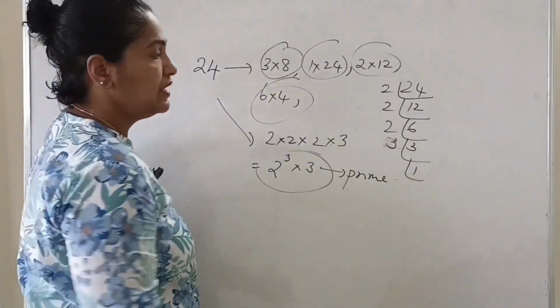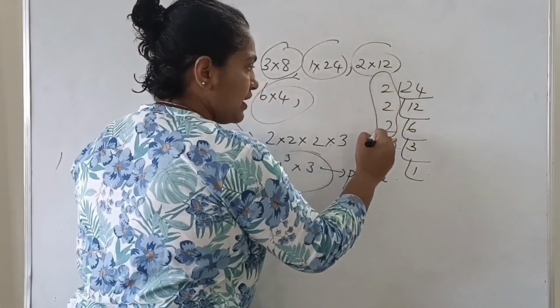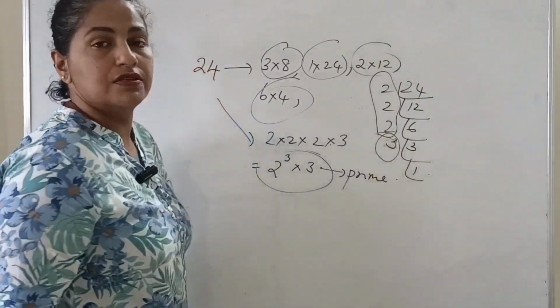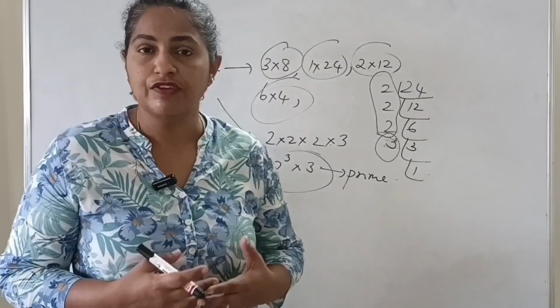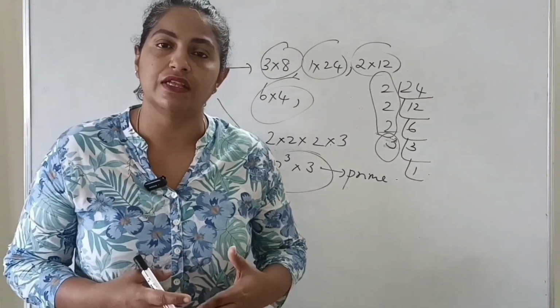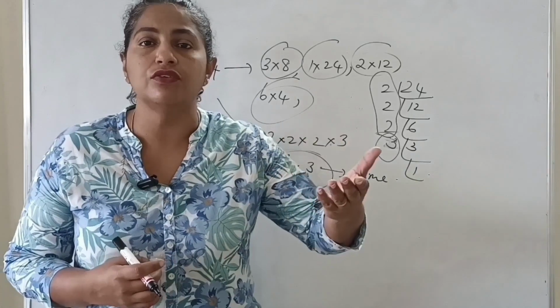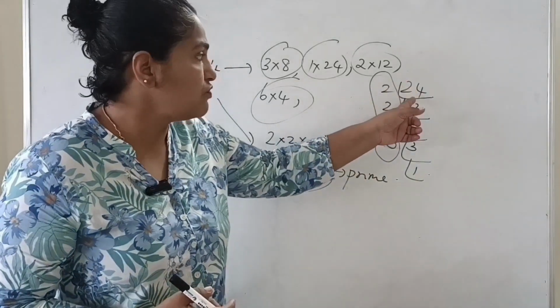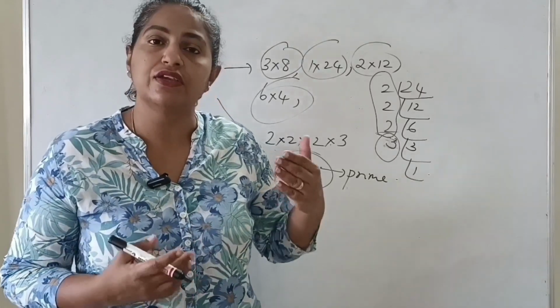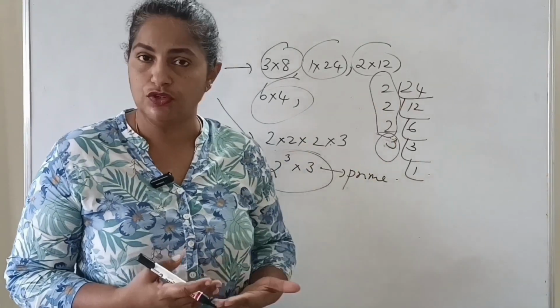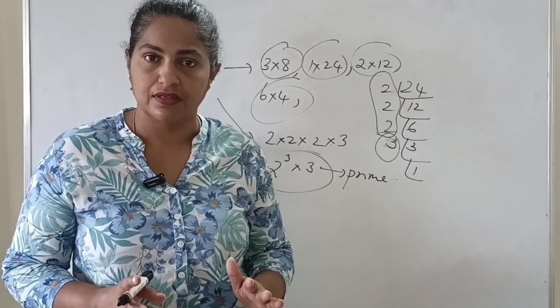Till we get a 1. So, 2 is occurring thrice and 3 is occurring once. This is called the prime factorization of any number, successively dividing the number by the prime factors. Now, one thing you have to notice is that in the case of 24, I could have divided even by 3. You can do that as well. You can either start with a 3 or with a 2. You will get the same answer.